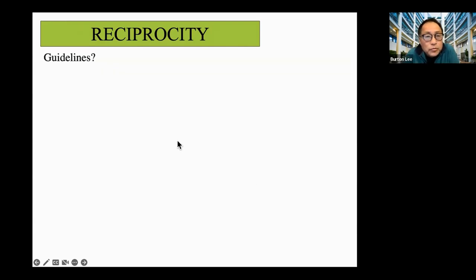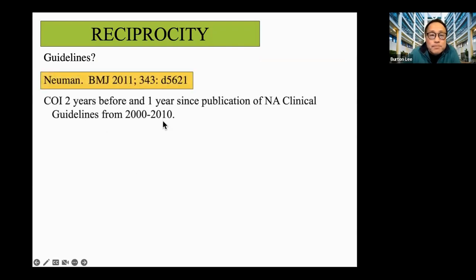Now, if you look at another level, more in the clinical practice that is based on research, let's think about guidelines. There are a lot of guidelines that are out there. And so here's a paper, it's pretty classic now, but it's in BMJ 2011. This team looked at when a North American clinical guideline gets published from the years 2000 to 2010, they looked just at 2 years before and 1 year after publication.